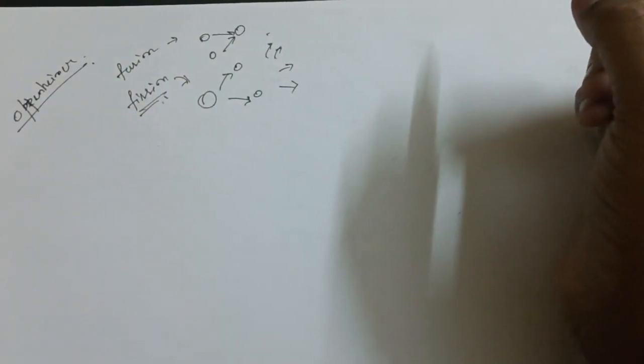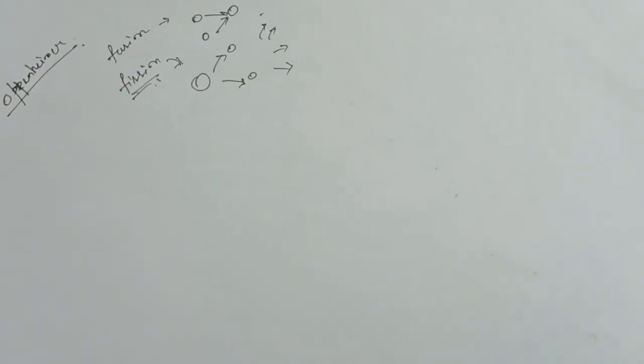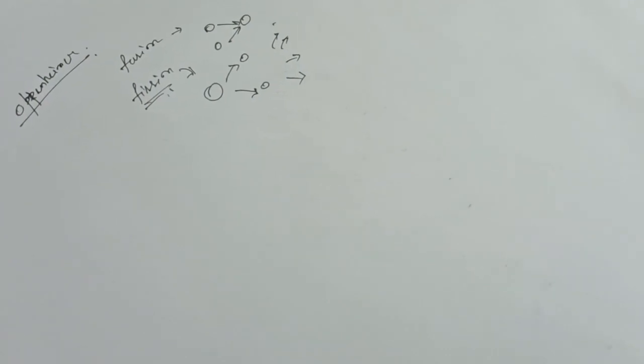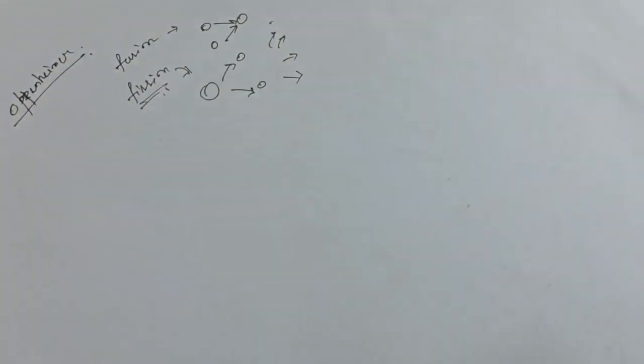Even in the time of fusion, a lot of energy gets released. That's how the sun is burning, because inside the sun, fusion reactions are happening all the time. But fission is easier to achieve, so this is what is used in a nuclear bomb.